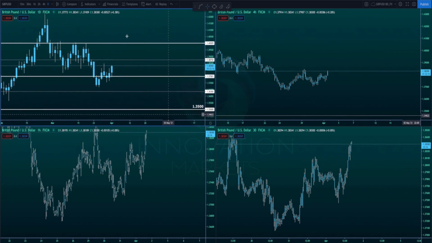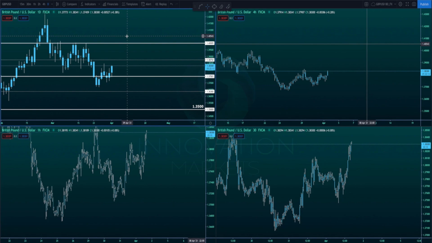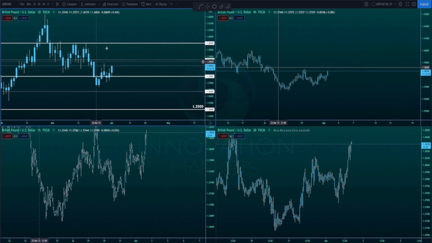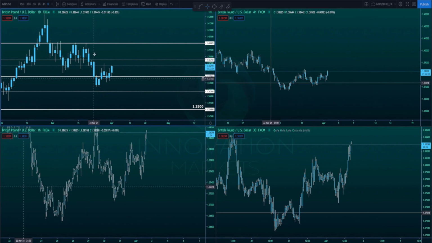But here I like to have different charts for different things, and you're going to understand why. Here on the top left I have my top down analysis, my monthly chart, my weekly chart, and my daily. So at any time I know where the most important levels on the monthly, weekly and daily are over here on the left hand side.